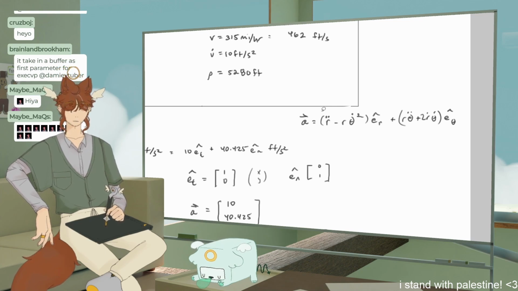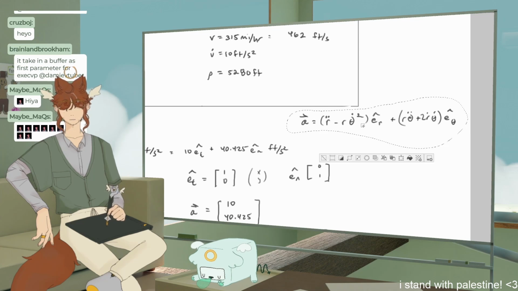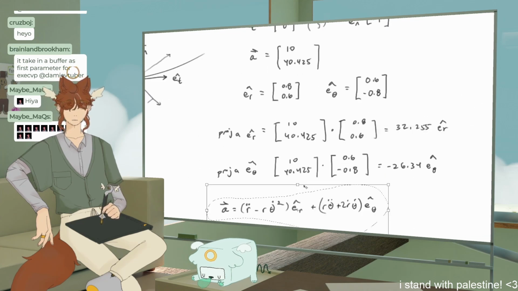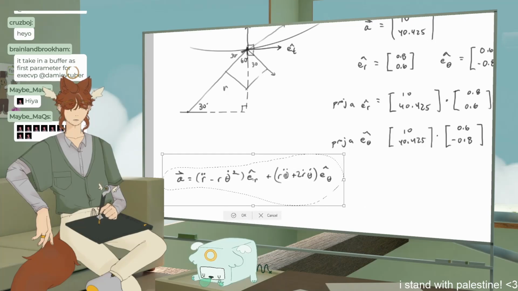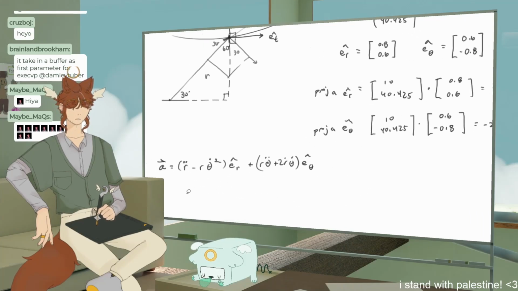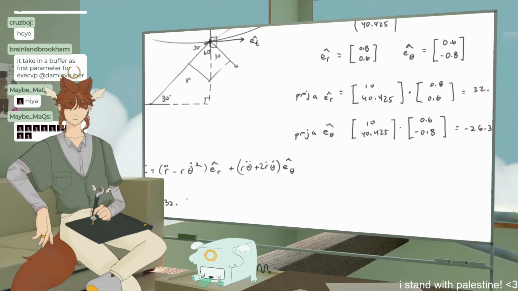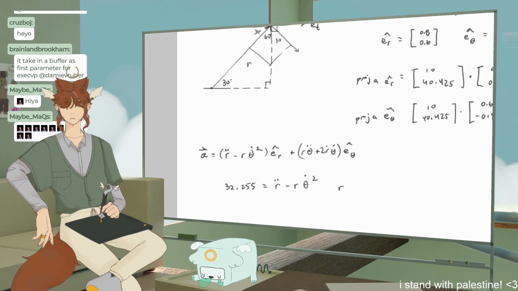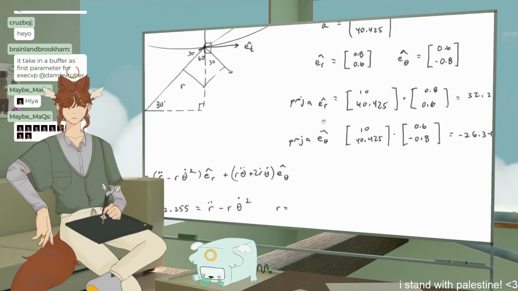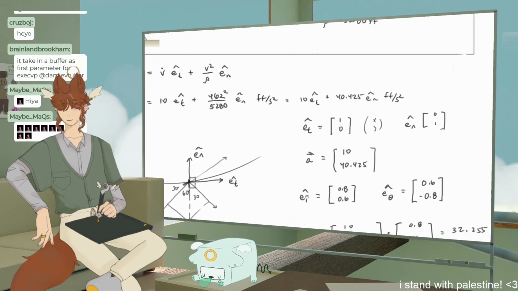Okay, I'm gonna bring this little friend down here. I can see it a little bit better right next to our other stuff. Okay, so we know that 32.255 equals r double dot minus r theta dot squared. So we do have a radius, so r equals 10 feet? Nope, 1 mile, 5280 feet.